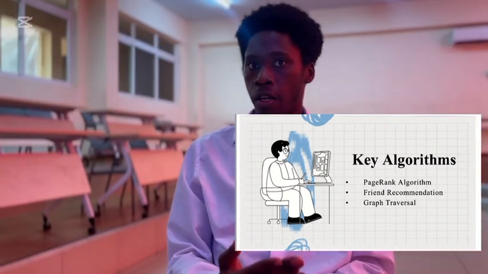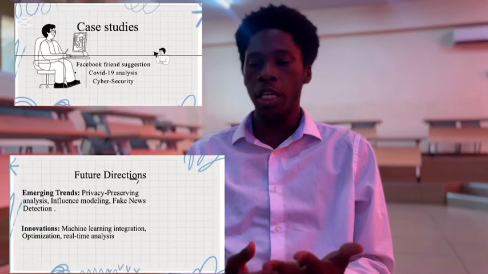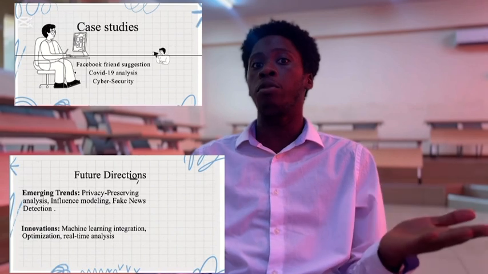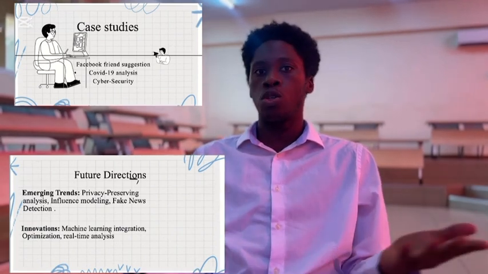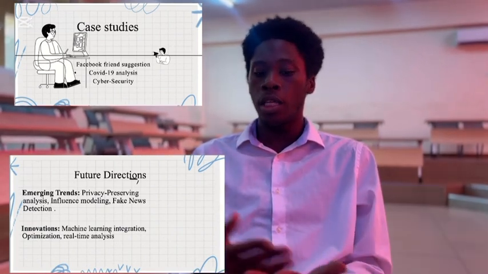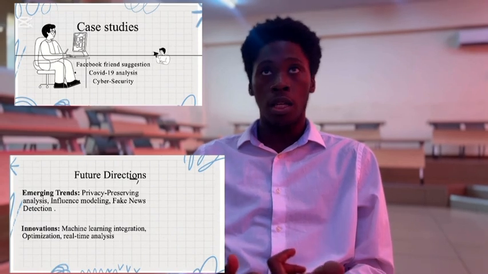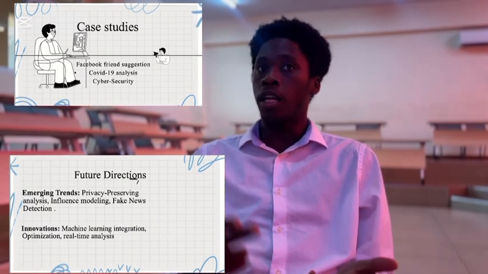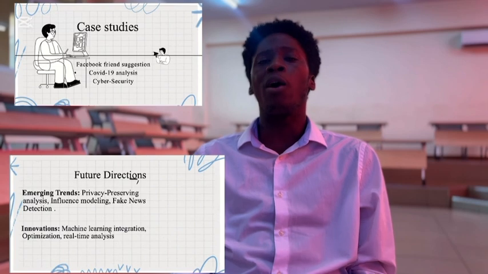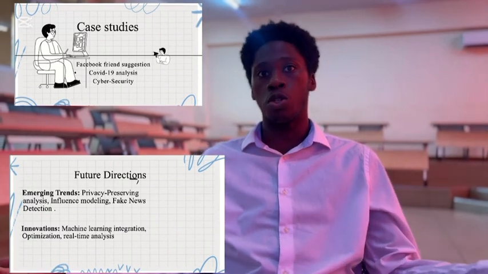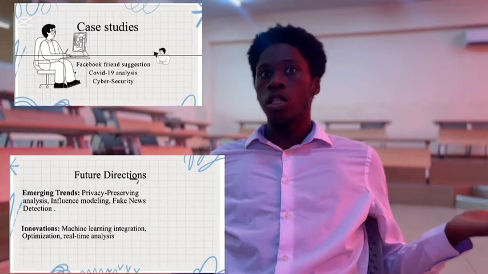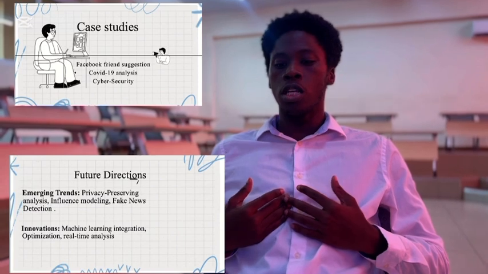Case study of graph theory in social networking. A case study of graph theory in social networking can be found in four major social networking platforms, namely Instagram, Twitter, LinkedIn, and Facebook. You might say, oh, how is it used on these various social platforms? Well, on Twitter, it's used in the sense of hashtags.